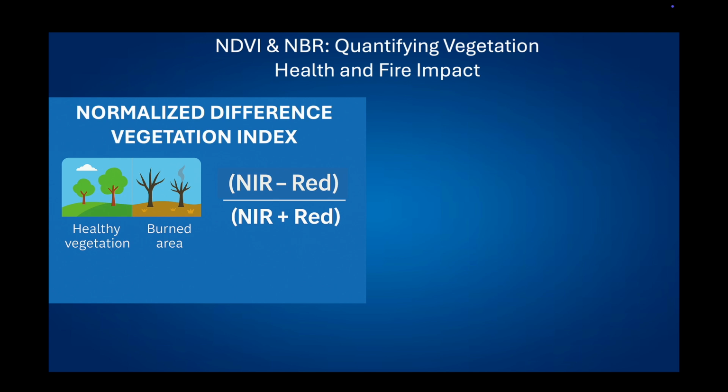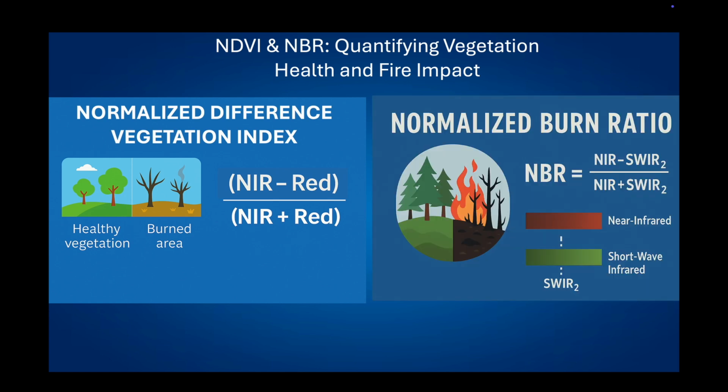It's calculated as near infrared minus red divided by their sum and gives a number between -1 and 1. Healthy vegetation is around 0.7, stressed areas are around 0.3, and burned is often below 0.2. But for wildfire specifically, a more accurate index is the Normalized Burn Ratio, which uses shortwave infrared instead of red light, and NBR is better at picking up things like char and ash after fire.